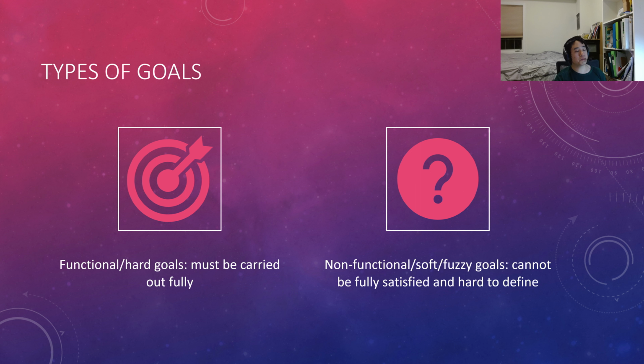Okay, so there are different types of goals that we looked at. We have the functional or the hard goals, so you have to carry those out fully. And then we have the non-functional or soft or fuzzy goals, which are not easy to define, and you don't have to satisfy them fully.